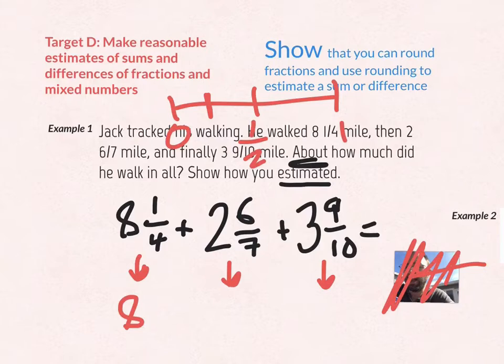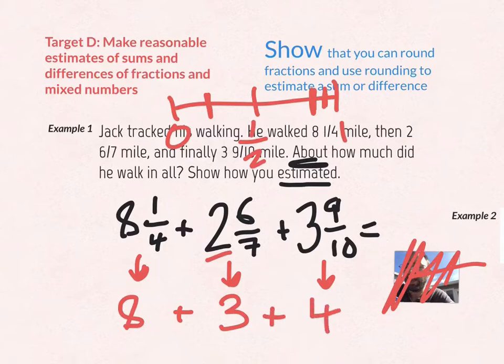For rounding 2 6/7, 6/7 would be somewhere around here on our number line, which means that we would round 6/7 up to 1 whole. It's close to 1 whole, 7/7. And that's 1 whole plus the 2 makes 3. And then last, 3 9/10. 9/10 is almost 10/10. So again, we're going to round up. So 3 9/10 is really close to 4.